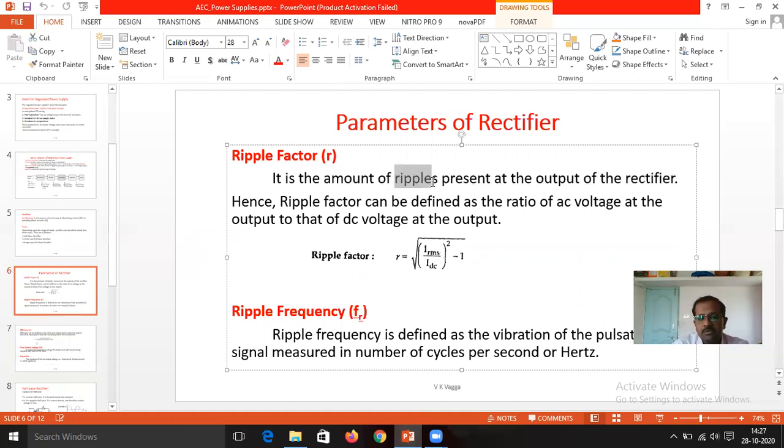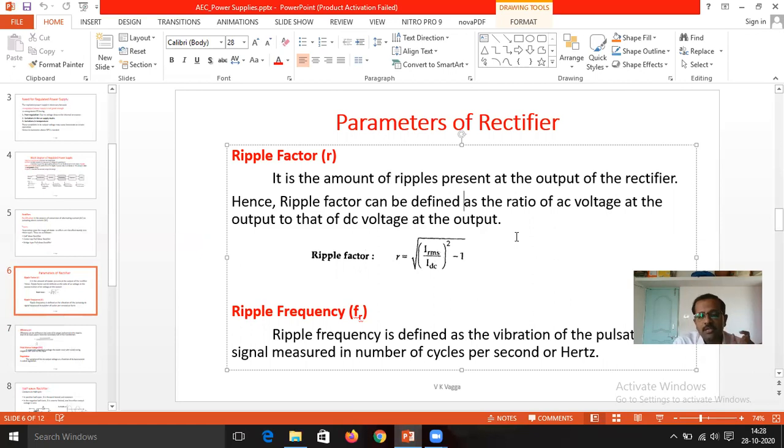I think you know the definition of the ripples here. It is a mixture of DC as well as some amount of AC at the output of the rectifier. How much amount of ripples it is having, its measure itself is called the ripple factor, and it can also be defined in another way. It is the ratio of the AC voltage at the output to the DC voltage at the output.